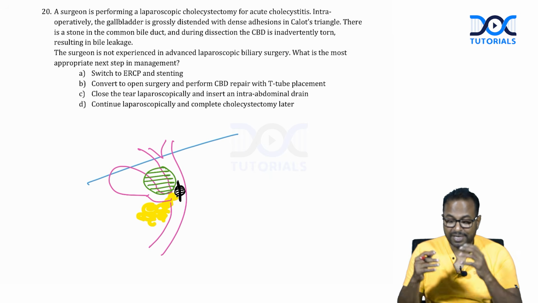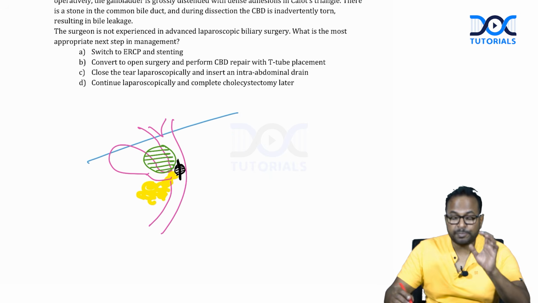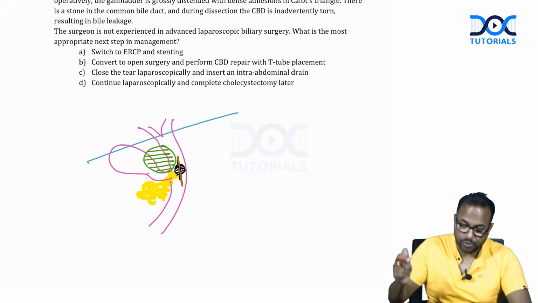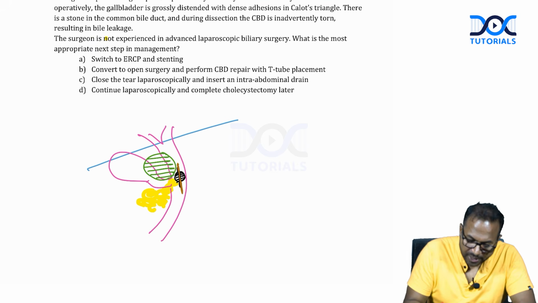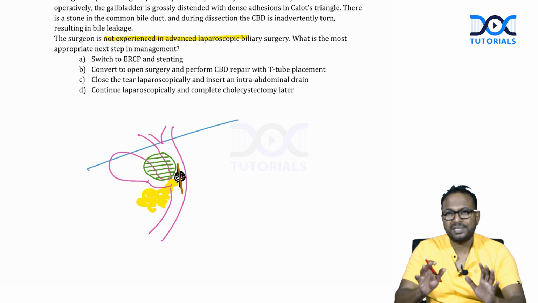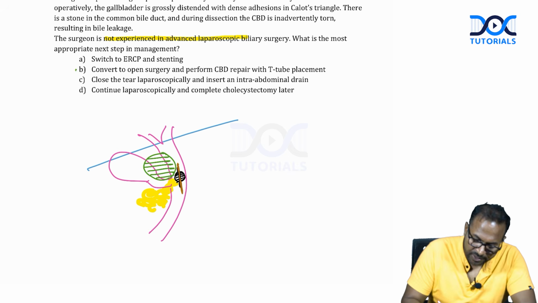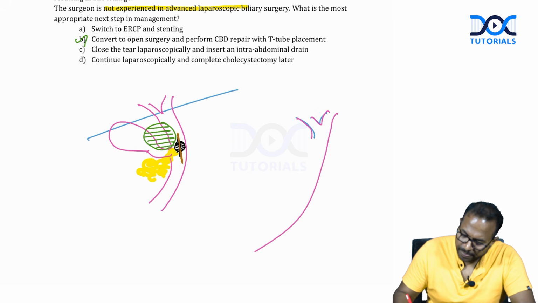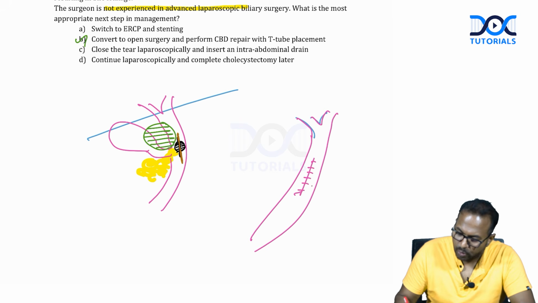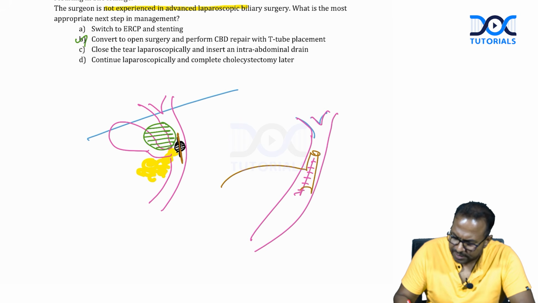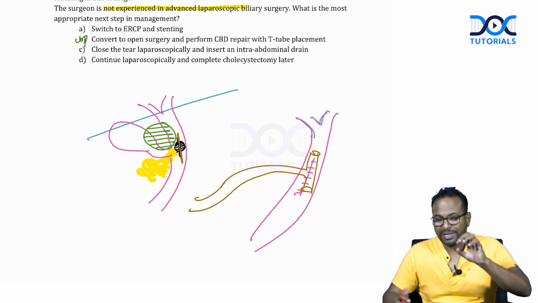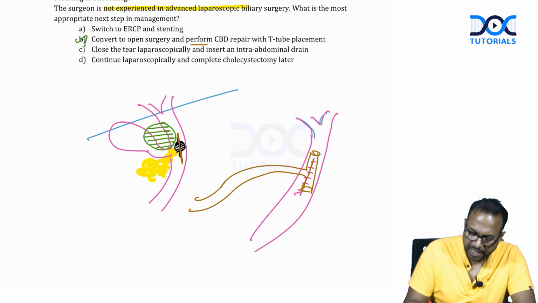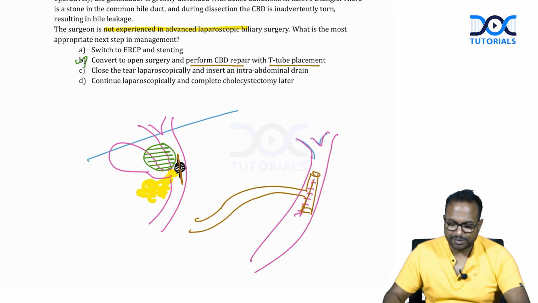The surgeon is not experienced in advanced laparoscopy. If you are an experienced surgeon, laparoscopically you can open this duct and repair the injury. But what is the appropriate step for one not experienced in laparoscopy? All surgeons will be experienced in open surgery. Convert the case to open and just put a T-tube. Remove the stone and come out keeping a T-tube in the bile duct. This is the safest surgery. So, remove the stones, remove the gallbladder and close the rent using a T-tube. So, convert to open surgery and perform CBD repair with T-tube placement is the correct answer.